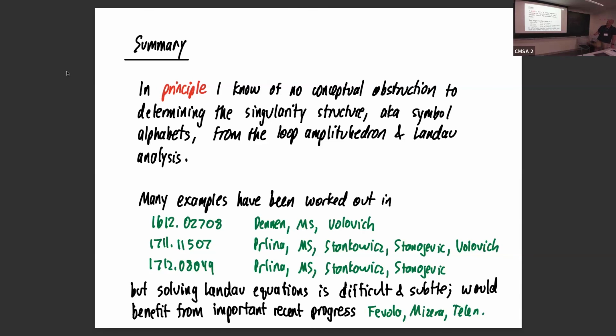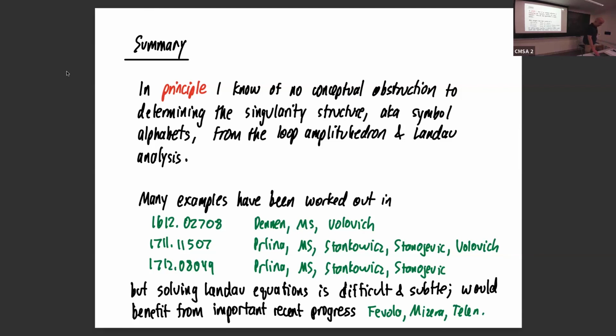However, in recent years, there's been tremendous progress in understanding how to solve Landau equations and analyze them properly, dealing with infrared singularities and taking care of everything properly and doing all the right blowups. So I think the time is definitely ripe to revisit some of this analysis for more complicated boundaries of the loop amplituhedron.